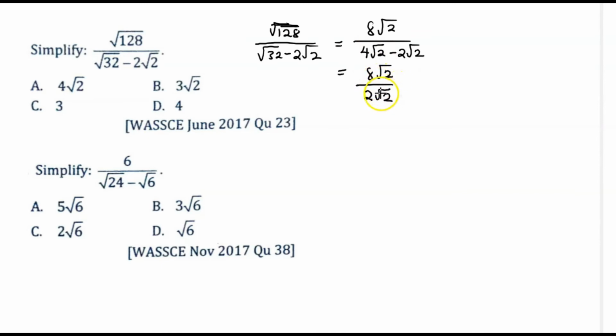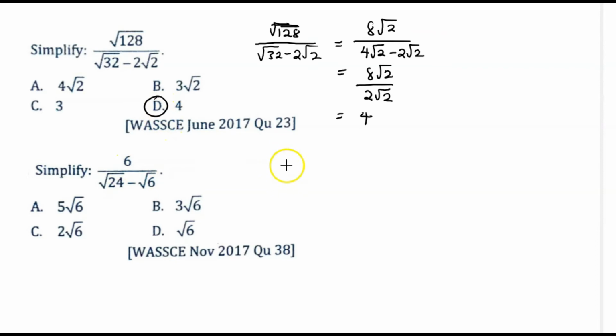Now, in this case, you realize that root 2 and root 2 is a common factor for both sets. Therefore, it can be done away with. And hence, 2 will go into 8, that is 4 times. So the solution for this question is possible answer 4, which is D.